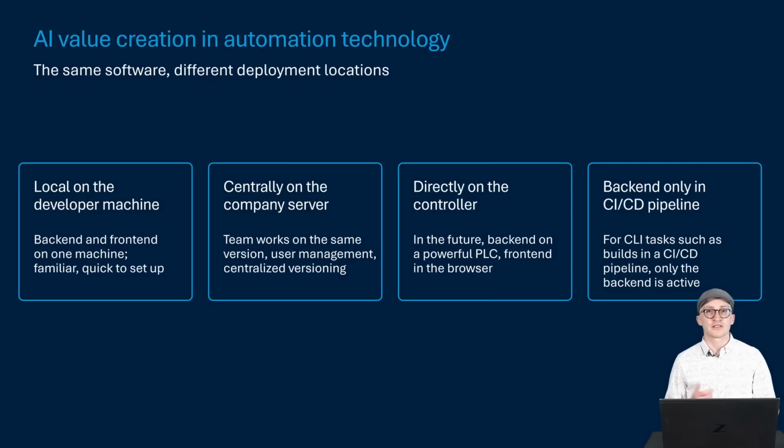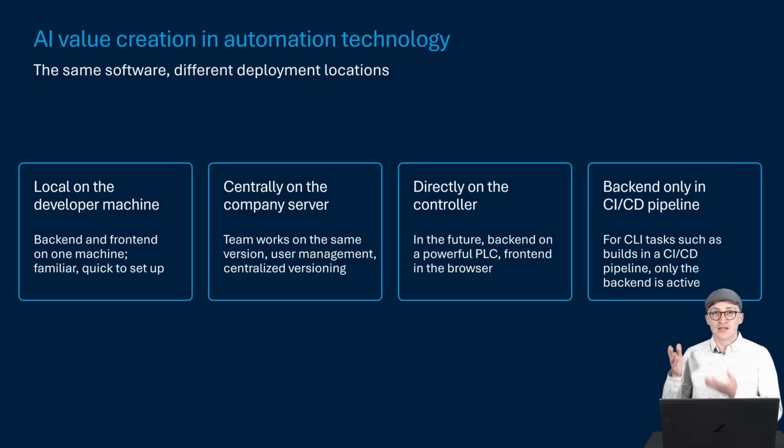Second, on a central company server. The backend runs on Linux, team members connect through their browsers, everyone works on the same version with shared user management. If you have ever struggled with different versions across the team with CODESYS 3, this scenario addresses that directly.